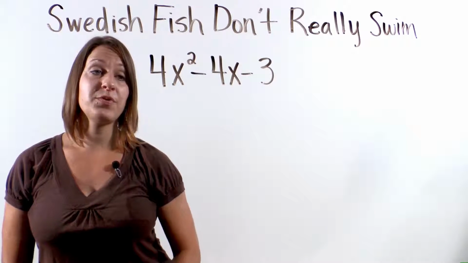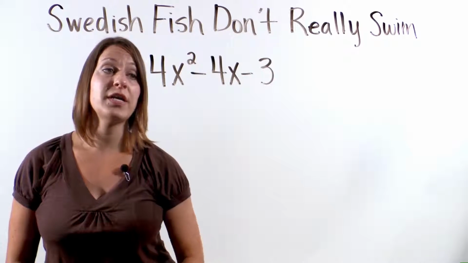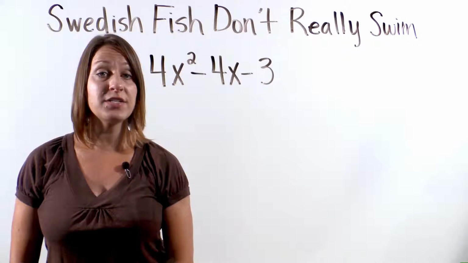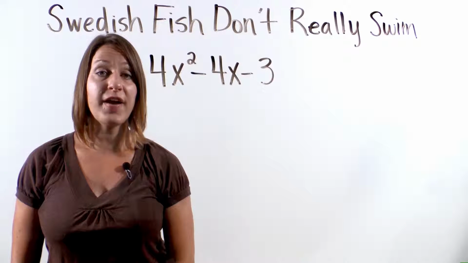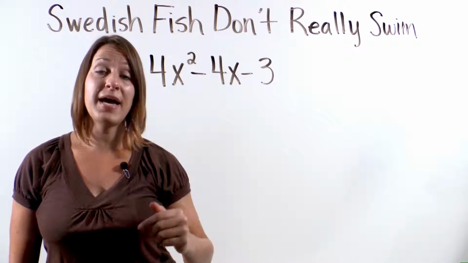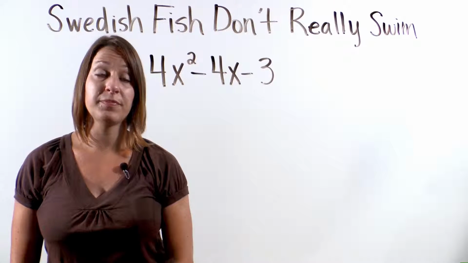Now the first example we're going to do is 4x squared minus 4x minus 3. And we're going to factor this problem. Now remember, factoring means to write this problem back into a multiplication problem.